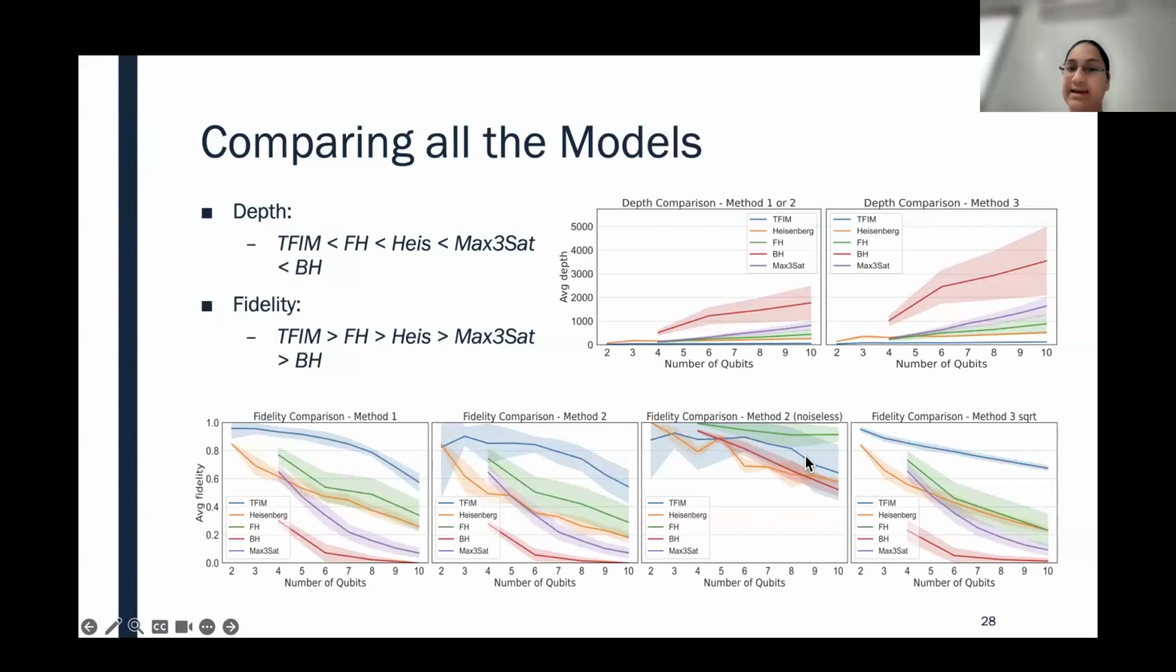You would notice that method 2 noiseless, which is representative of algorithmic error, always has the least fidelity as expected, and how similar the fidelity of method 3 looks as compared to method 1.